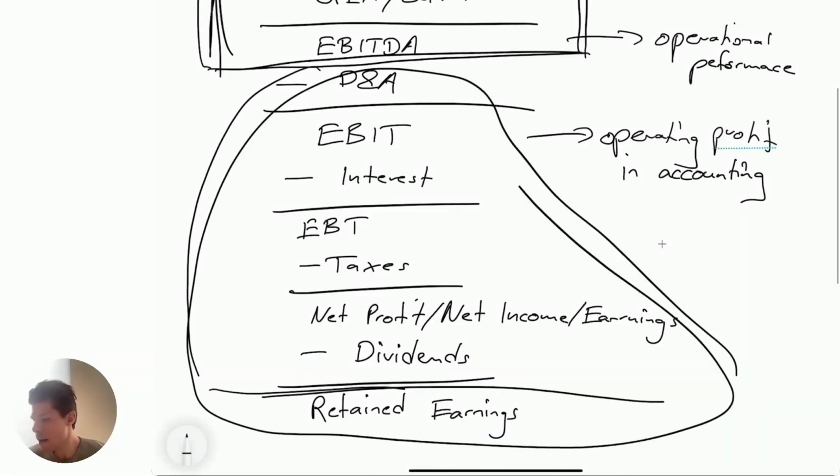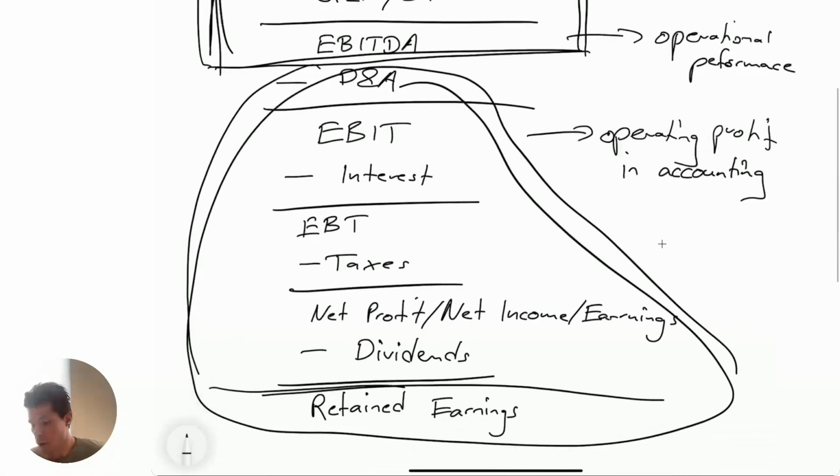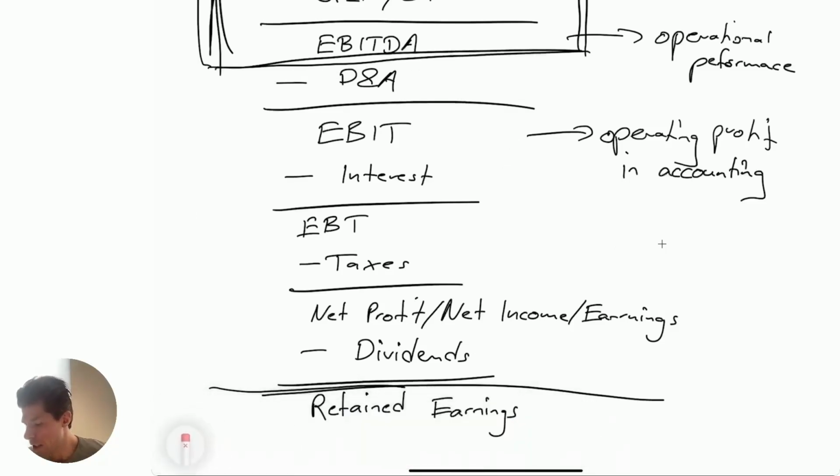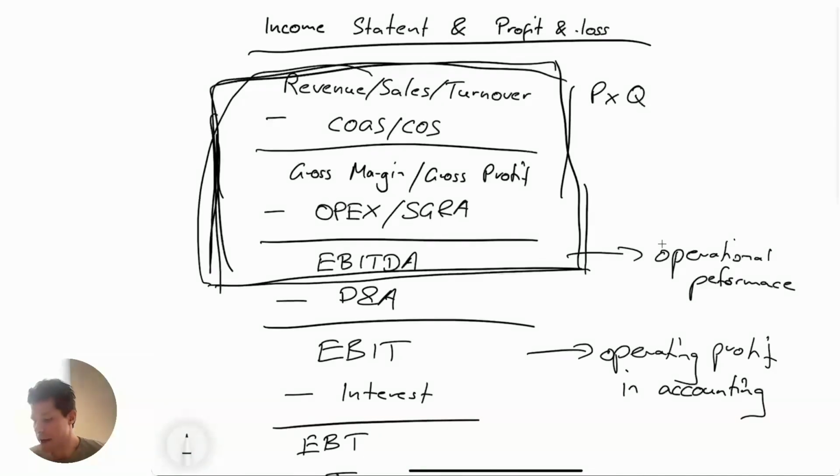Everything here changes with accounting policies. This changes with your leverage. The more leverage you have, the more interest you pay, the less taxes you pay. D&A, what is your depreciation and amortization schedule? Is it straight-line depreciation? Dividend policy, taxes. So here you can change internally a lot, which makes it harder to compare companies with each other. So just as an idea, first part, operational performance, EBITDA, very important.